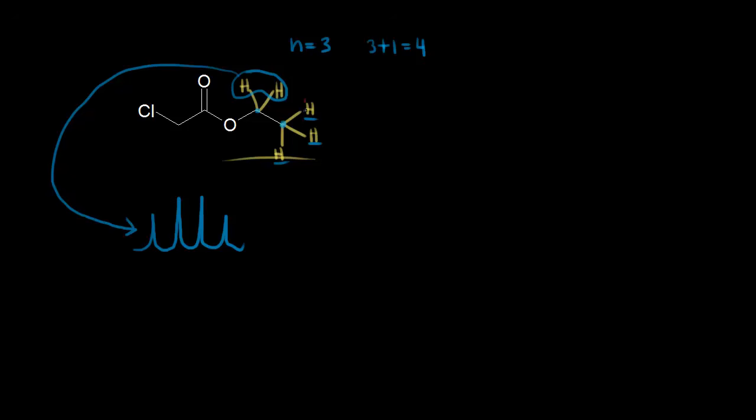Next, let's do the protons in red here. How many neighboring protons do they have? They're all attached to this carbon, and the next door carbon is here, and we have 2 protons on the next door carbon. So we have 2 neighbors. So n is equal to 2. And so we expect 2 plus 1 peaks, so 3 peaks, or a triplet. Let me see if I can draw in a triplet here. So this would be the signal for these protons.